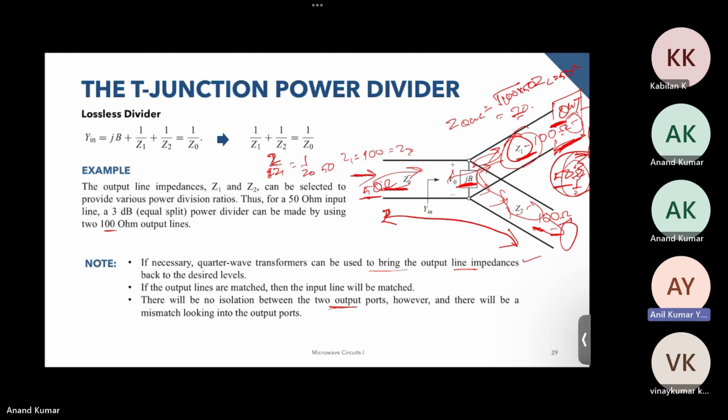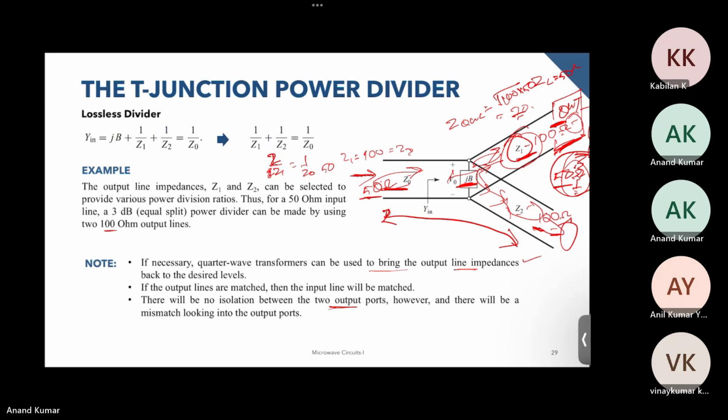So as of now, what I understood is that I have to add one more term here, 1 by Z1 plus 1 by Z2 plus 1 by Z3 should be equal to 1 by Z0, for the equal ratio case. Accordingly, I should take one impedance here, and then accordingly I have to use one quarter wave transformer to match the output load. Yes, correct. Yes, correct. And that's all.